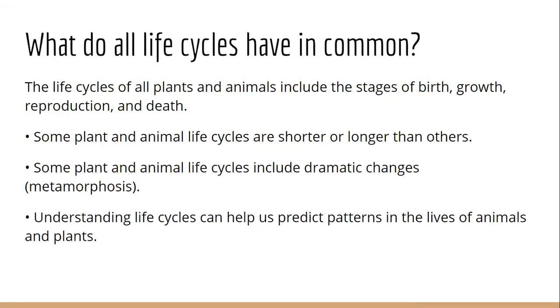Understanding life cycles can help us predict patterns in the lives of animals and plants. So if you think about a dog and their life cycle, we know that they have a live birth, they grow into an adolescent dog, then they become an adult and have puppies, and then those puppies start the life cycle over again.